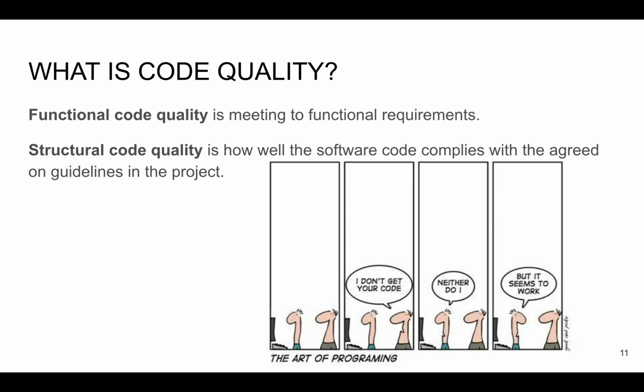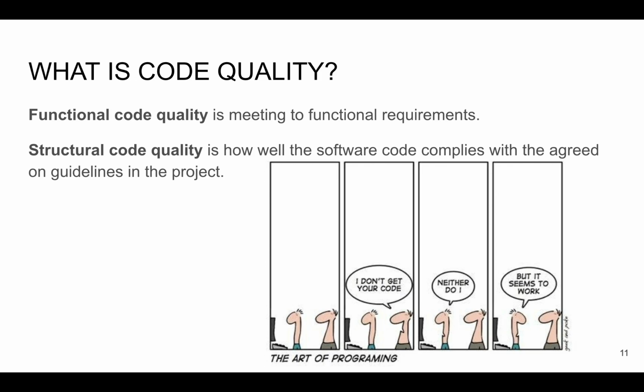Talking about code quality, we can split it into two different parts: functional code quality and structural code quality. So what is functional code quality? Functional code quality is meeting the functional requirements. We have requirements to create some software, functional requirements, what this software should do. This code will be high quality if we implement these requirements and the software does what it should do. We can use unit tests to verify our functionality is implemented as expected.